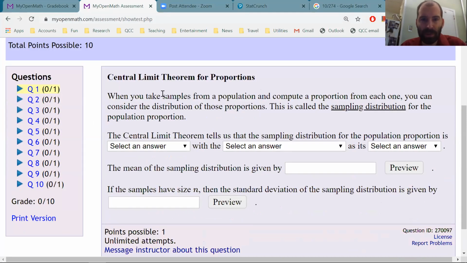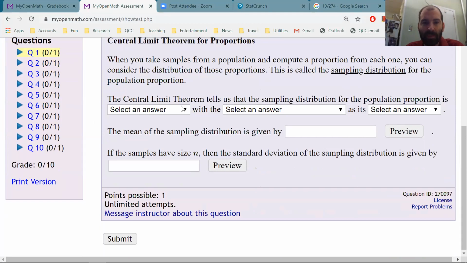This one, the central limit theorem for proportions. When you take samples from a population and compute the proportion from each one, you can consider the distribution of those proportions. This is called the sampling distribution. So this question is about what the central limit theorem tells us.